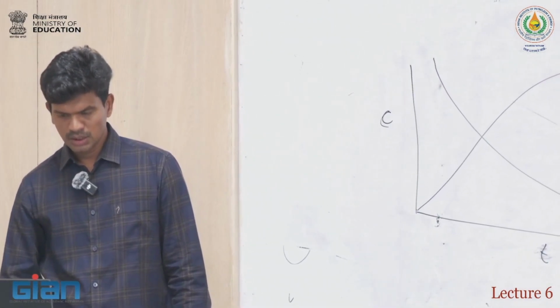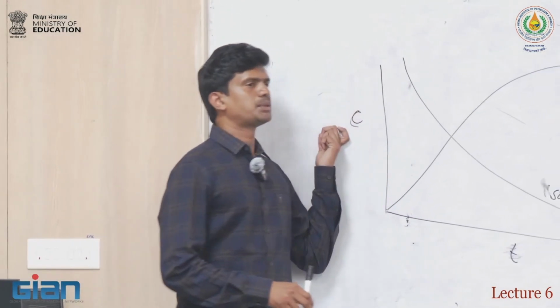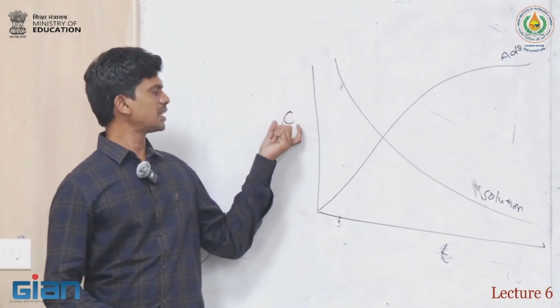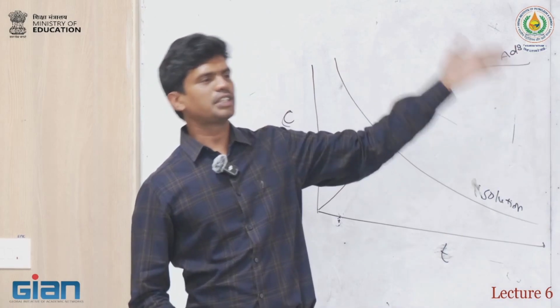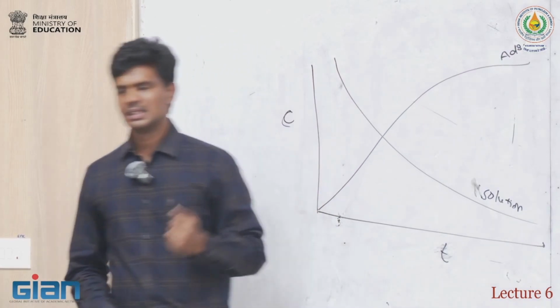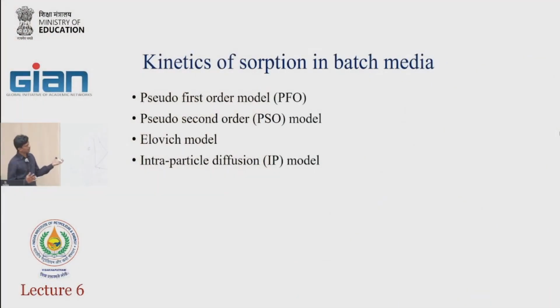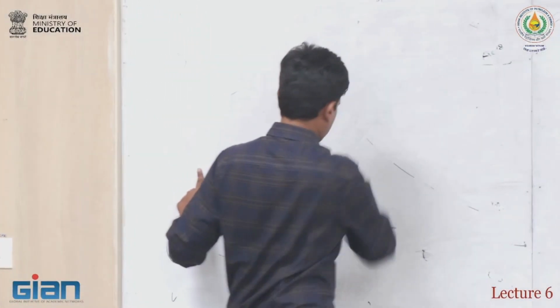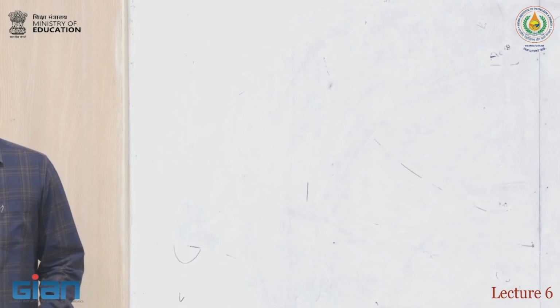Usually in a batch process, we measure the concentration with respect to time and try to fit it with one of these models to understand what is happening. So these are all the models. It is purely based on assumptions that we see this. Let's go through them one by one quickly.